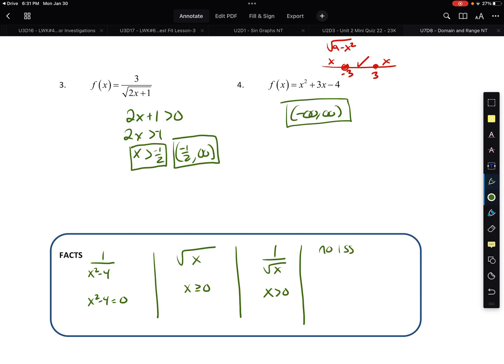If we have a line or a parabola, there are no issues with those, and our domain would most likely be all reals. With a line, the only time the line's not all reals is if it's a vertical line like x equals. But the real issues: denominator can't be 0, so whatever is in that denominator, set equal to 0 and solve. Rads can't have negatives, and a rad in the denominator can't be negative and can't be 0.